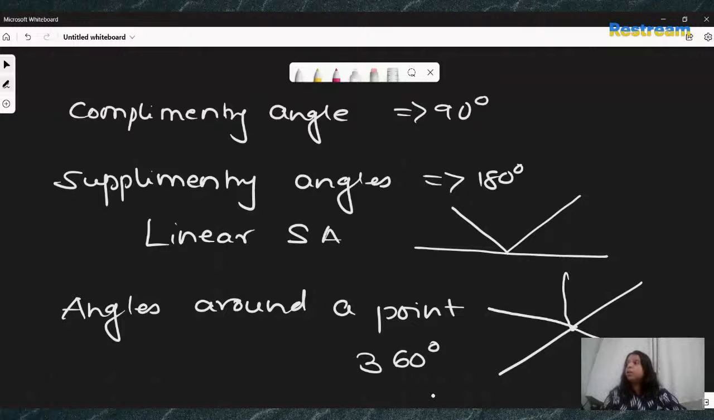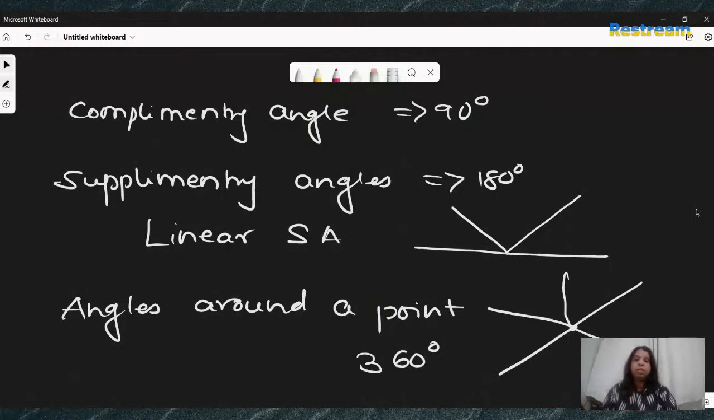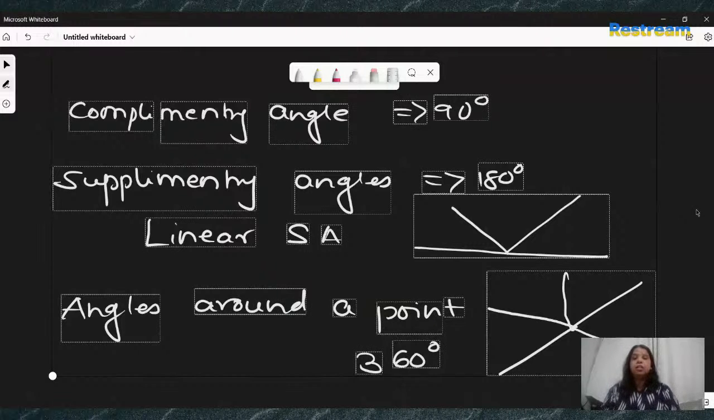So what we are going to do is a few problems based on these types, and then we will move on to parallel lines. If you have missed the basics, you can go back to last week's video. It is added to the playlist of IGCSE free sessions. You can always click on the playlist and you'll get the last time's video. Okay, so let's go ahead.